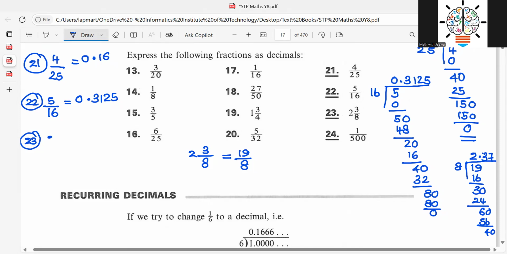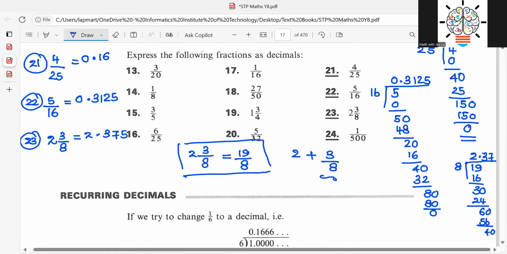So then here I write 2, 3 over 8 is equal to 2.375, right? So this is the step where first you convert this into an improper fraction, or else you can use the other method, 2 plus 3 over 8. You can separate this 2 plus 3 over 8 and you get the decimal value.